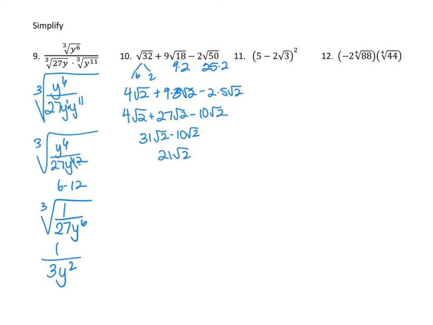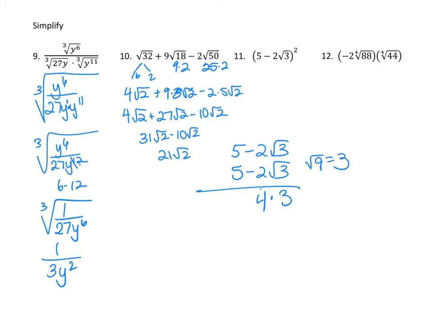Number 11, we're going to multiply 5 minus 2 square root 3 times 5 minus 2 square root 3. So 2 square root 3 times 2 square root 3, we multiply negative 2 and negative 2 is positive 4. And the square root of 3 times the square root of 3 is the square root of 9, which is 3. So I end up with 12 here, positive.